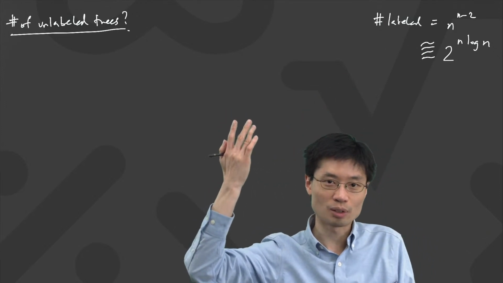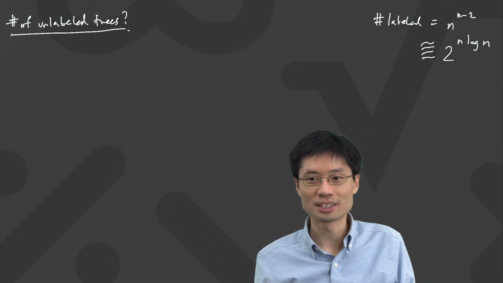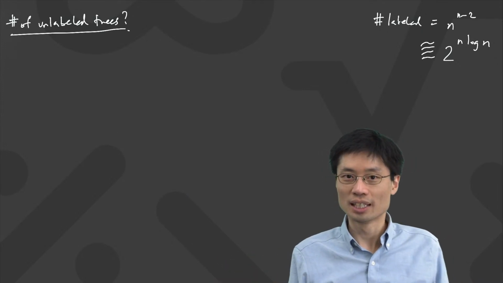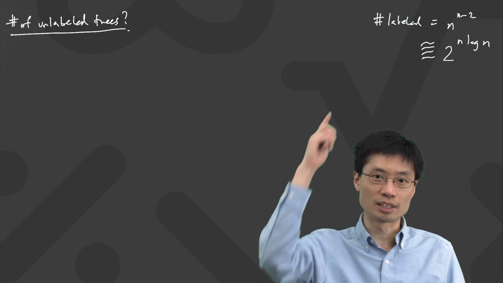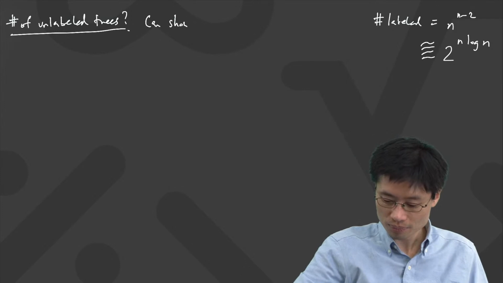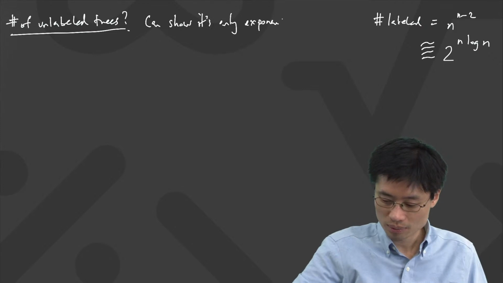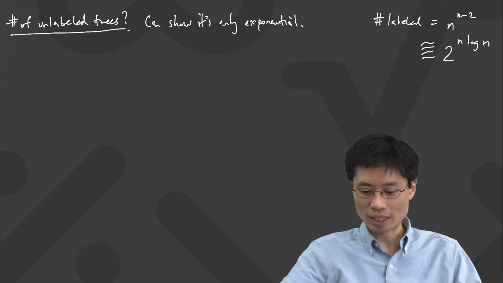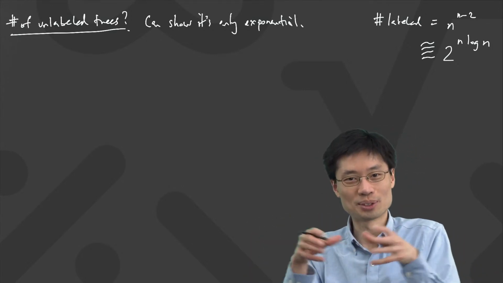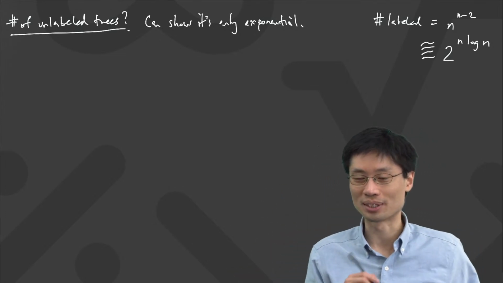That's because the first n that you raise to the n minus 2 is like 2 to the power log base 2 of n, and then you use exponent rules. But it turns out the number of unlabeled trees is only exponential. So you can actually prove that the number of unlabeled trees has a bound which is significantly different from this one. This is super exponential. You can show it's only exponential. So that means there are a lot fewer unlabeled trees, which one might expect because a lot of the labeled trees are really the same unlabeled tree.